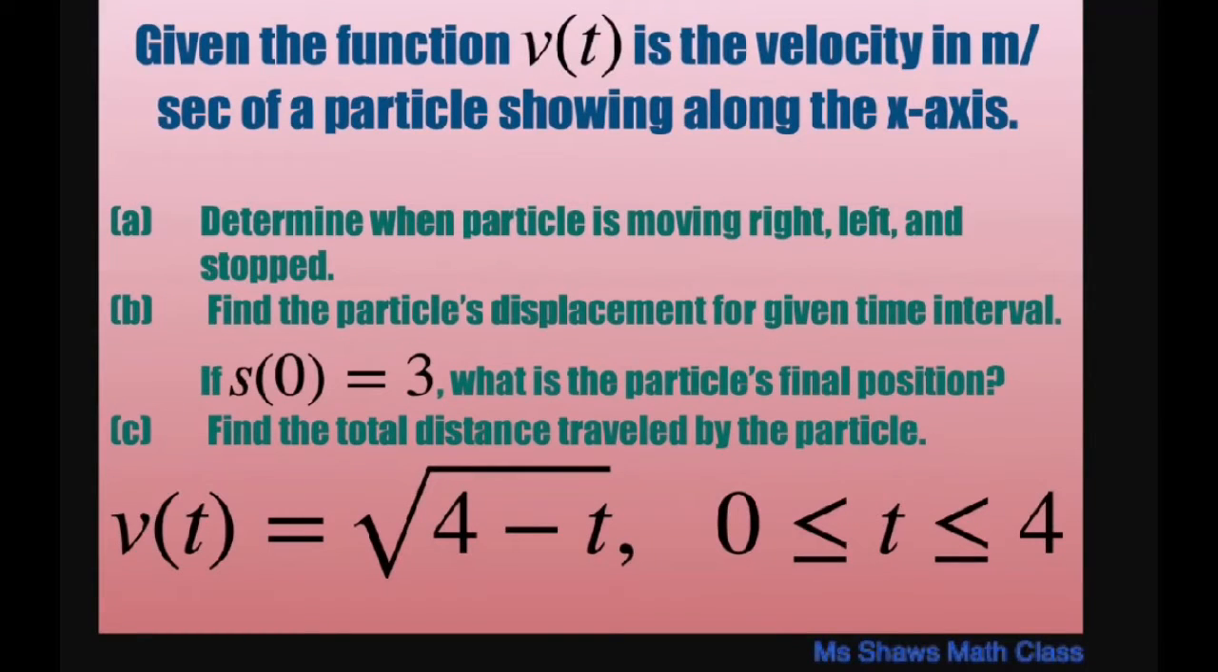Everyone. Given the function v of t equals square root of 4 minus t is the velocity in meters per second of a particle moving along the x-axis, we're going to determine when the particle is moving right, left, and stopped. Find the particle's displacement for a given time interval. Also find the particle's final position when s of 0 equals 3. Also find the total distance traveled by the particle.